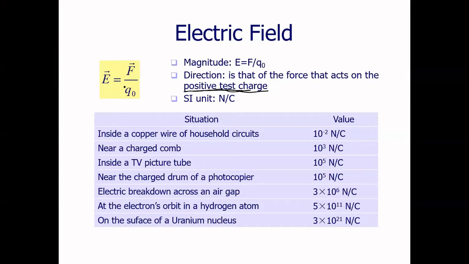and of course, from this formula that you can see, the units of electric fields are just newtons per coulomb, because the force is measured in newtons, charge is measured in coulombs. And then in this table here, you can see it's just something to give us an idea about the range of the electric field in different situations. So for instance, inside a copper wire of a household circuit, the value of the electric field approximately is that. Near a charged comb, if you charge a comb electrostatically, maybe by brushing it against your hair, the electric field produced would be in the order of 10 to the power 3, and so on and so forth. So this table is just there to give us an idea about the electric field for different situations.